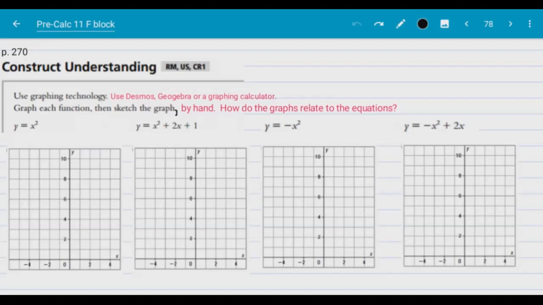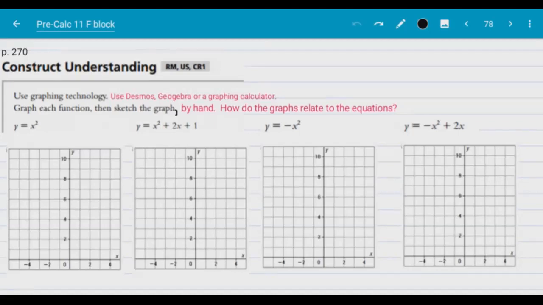At this time, I will be pausing for a while. I want you to stop this video, pause it, and then graph it by using technology and then graph it by hand. So please pause it now and get to work.